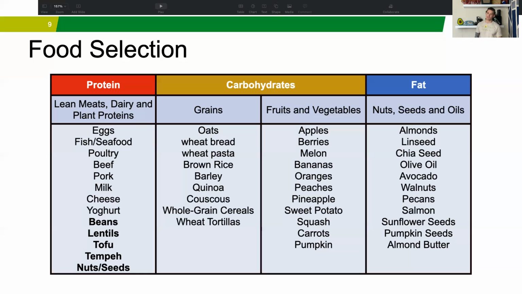And then when we're talking fats, we're talking nuts, seeds, and oils: almonds, linseed, chia seed, olive oil, avocados, walnuts, pecans. Salmon obviously isn't a nut, a seed, or an oil, but salmon is a protein that is very high in omega-3, which is obviously a healthy fat. Sunflower seeds, pumpkin seeds, almond butter. Obviously, there are other things in there too. Again, the list's not exhaustive.